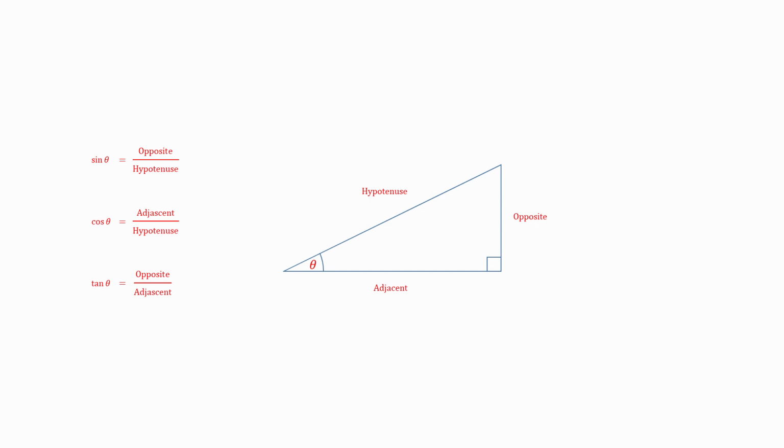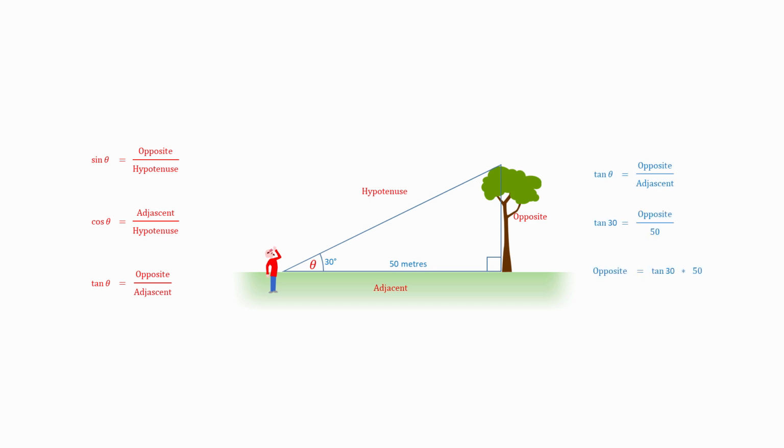If we know the angle theta and the length of one side, we can calculate the lengths of the other two sides. Or, if we know the length of two sides, we can calculate the angle theta, or the length of the other side. For example, suppose you're standing 50 meters away from a tall tree, and you use a sextant or just a protractor and a piece of string to measure the angle between the ground and the top of the tree. You can calculate the height of the tree without having to climb up it, like this.